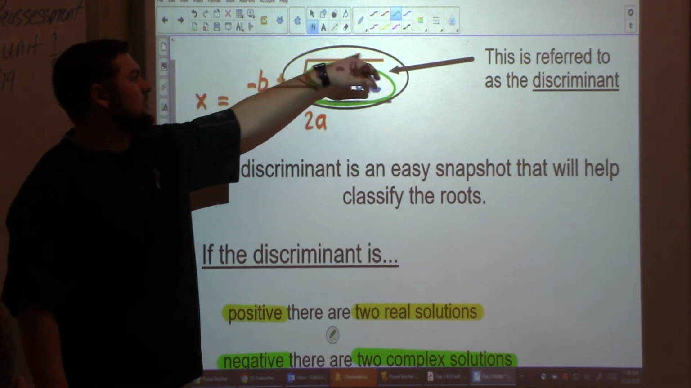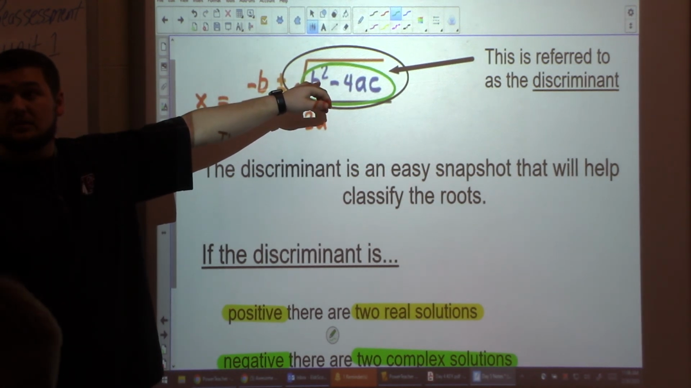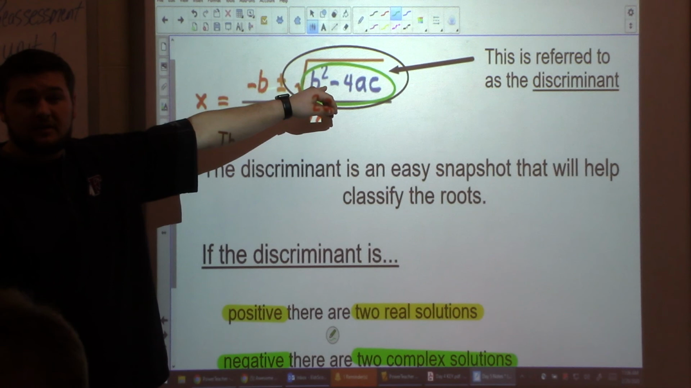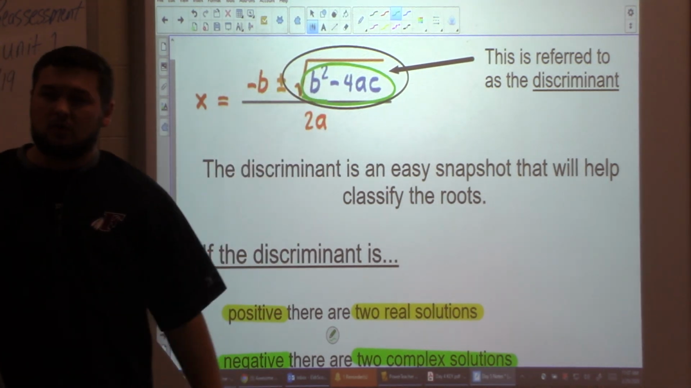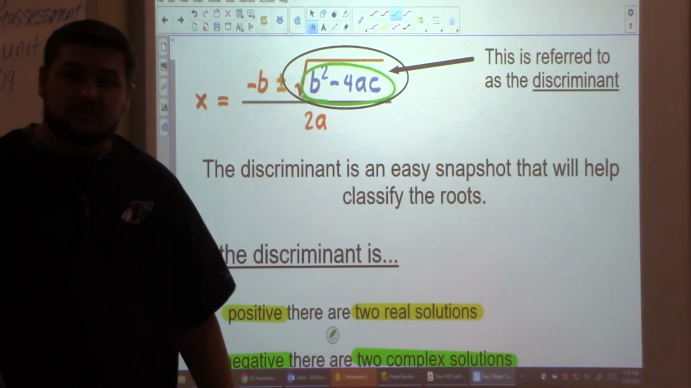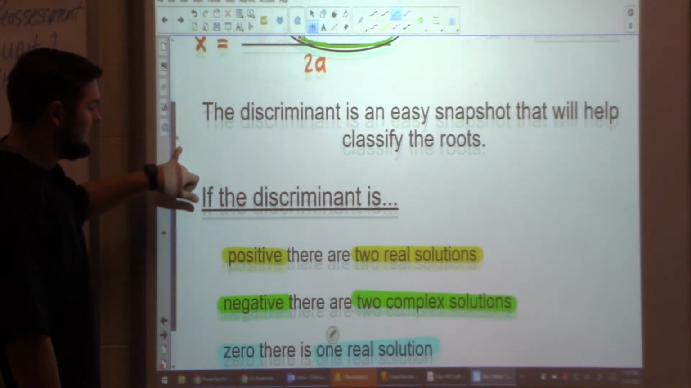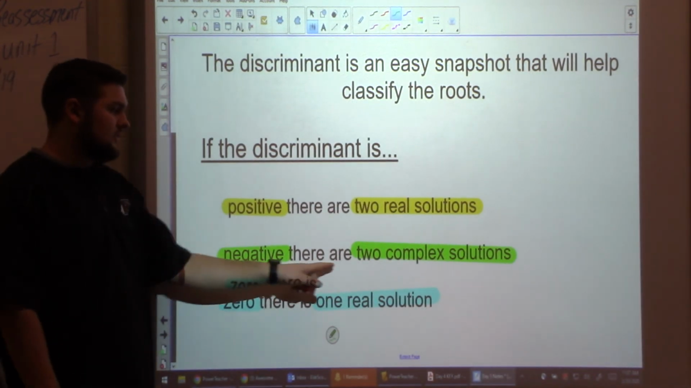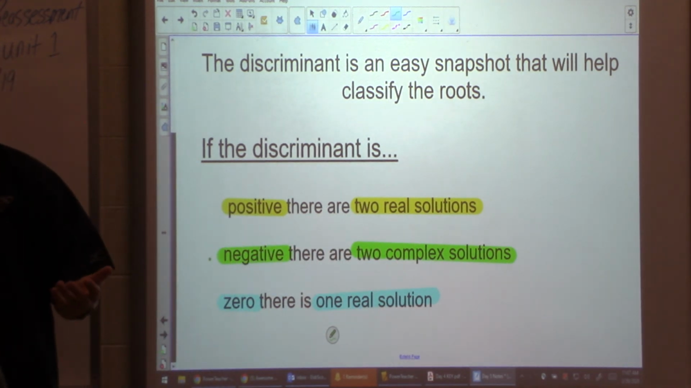Because if I take the square root of a negative number, what happens? The square root of a negative number. Positive? Error? What happened? You get an imaginary number, right? We just saw that. So if you get b squared minus 4ac, that discriminant, and it comes out to a negative, you get two complex solutions because it'd be imaginary, right?